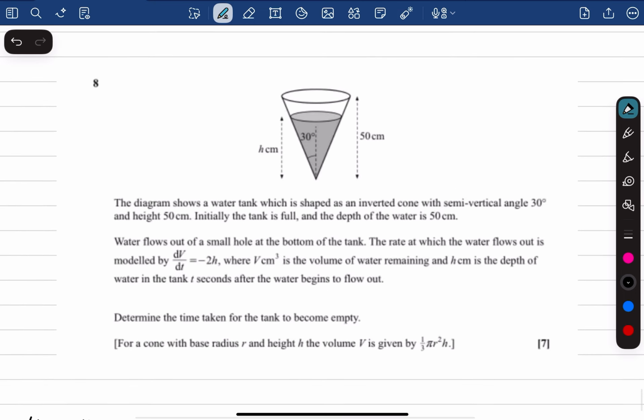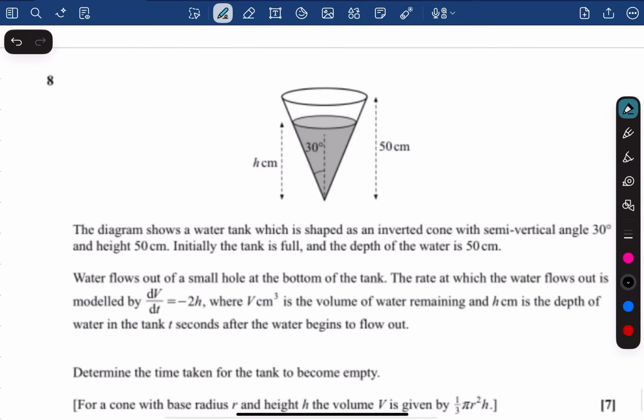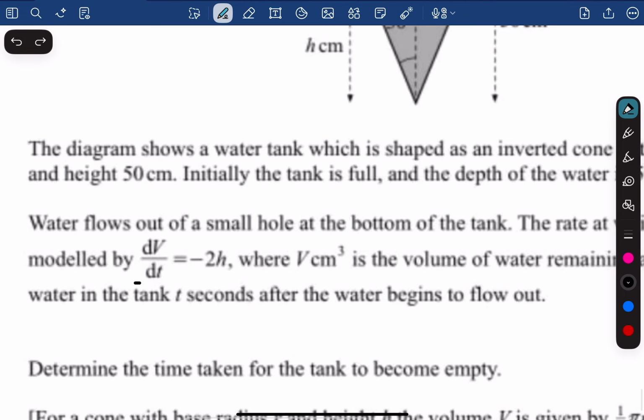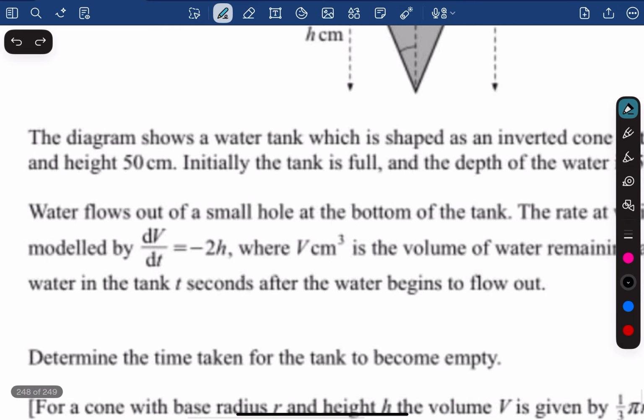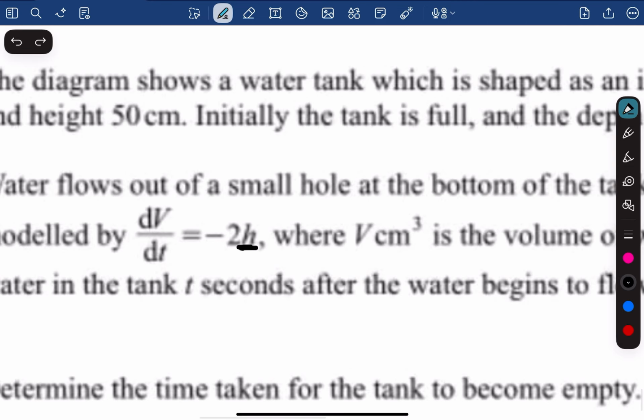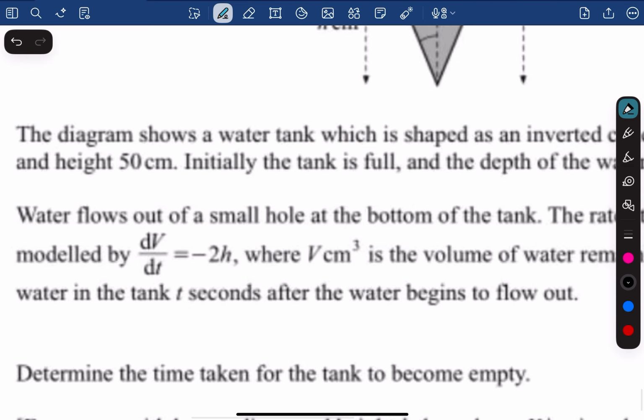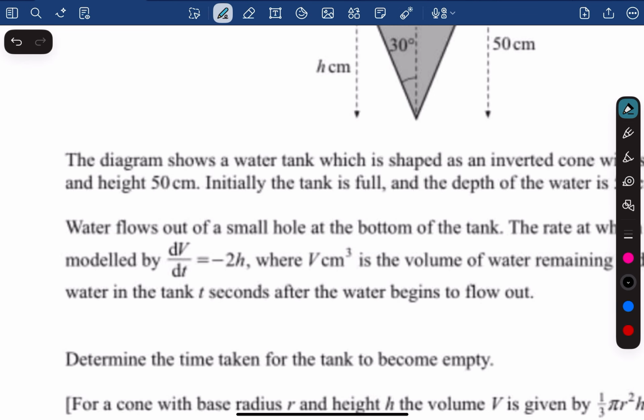Alright, so in terms of this question, there's a couple of things we need to notice. First of all, there is a diagram. We have the angle, and then we have two lengths, 50 and h. Then we have dV/dt = -2h. Now notice that this isn't t, it's dV/dt. In order to use that as a differential equation directly and separate the variables, the h needs to be a t, but obviously it's not here. So we need to manipulate that to make a differential equation that we can solve and separate the variables.